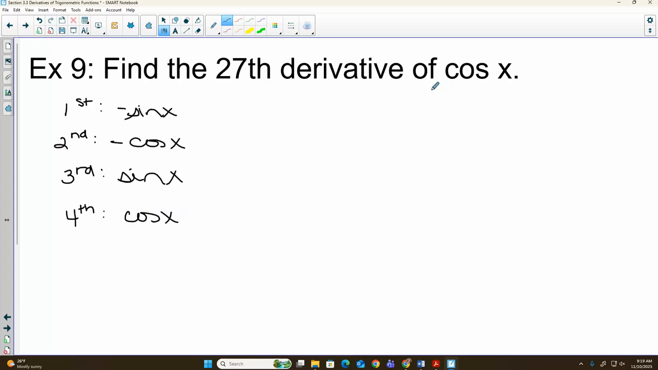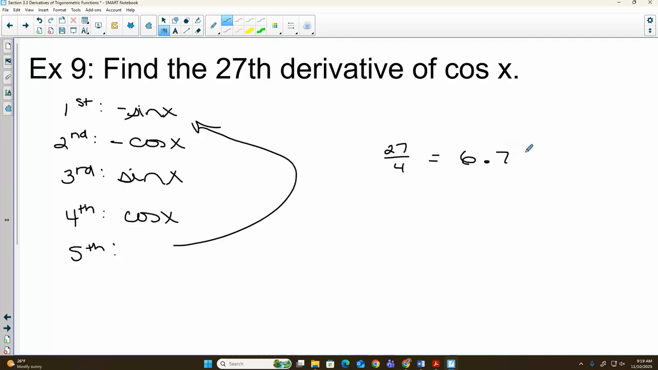Yeah, we're back to where we started. So our fifth derivative is going to be the same as our first, and then we're just going to keep repeating these. So, to figure it out, if you take 27, how many times can you divide it by 4 evenly? 6. So it gives you like 6.75. So it goes 6 times evenly.